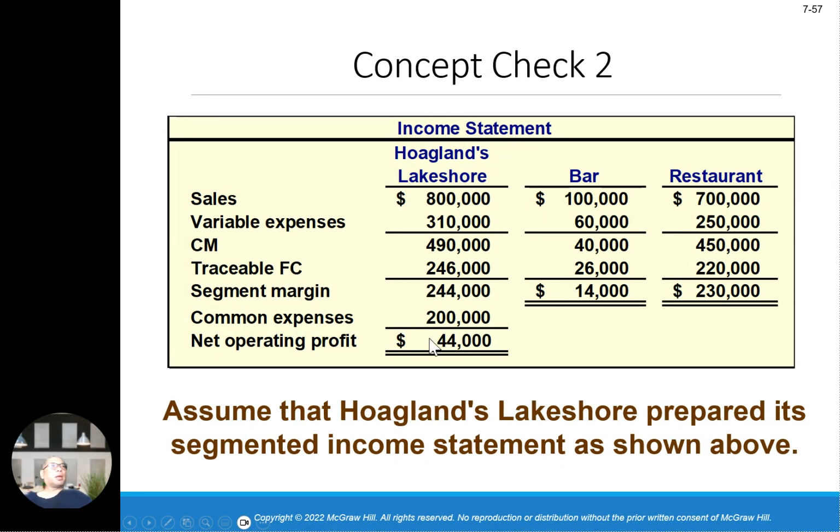An example is going to be given to you here. The bar is 14,000, the restaurant segment is 230,000, common cost is 200,000, and profit is 44,000. Assume our lecturer prepares the segmented income statement as shown below. This is what is assumed.